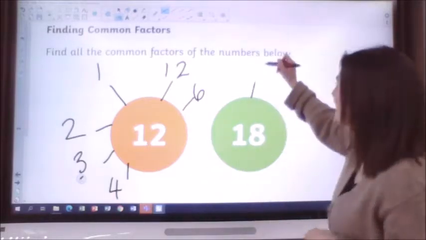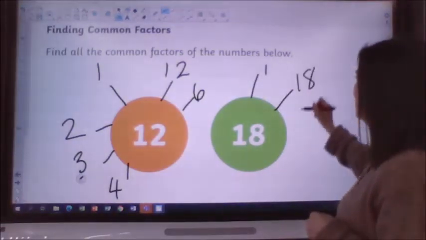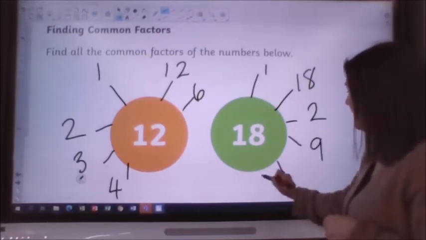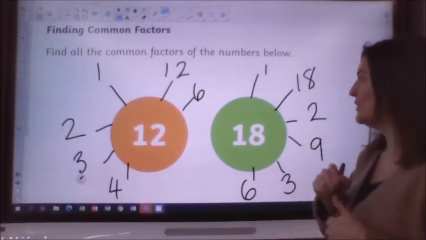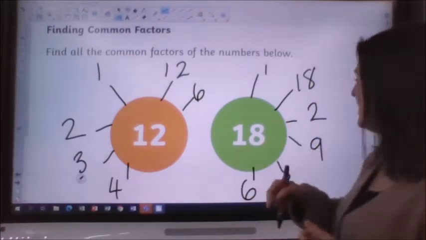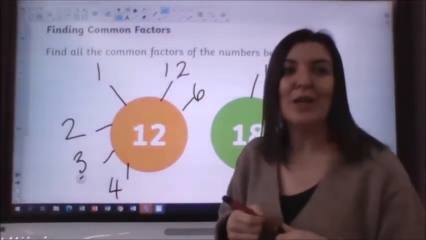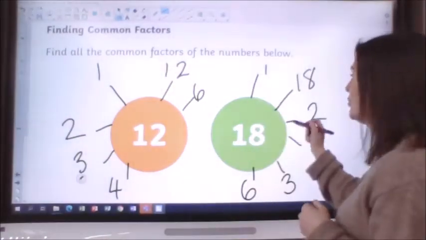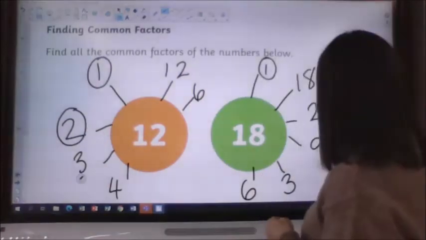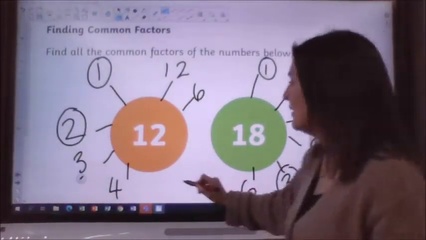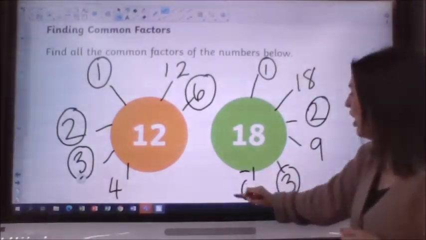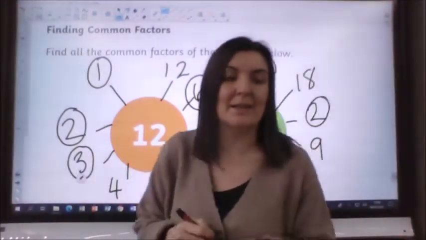So I'll do 18 there. I've got 1 and 18, 2 and 9, 3 and 6, can't do 7, can't do 8, already got 9, can't do 10, can't do 11, can't do 12. Now I need to see the common ones. They've both got 1, they've both got 2, they've both got 3, and they've both got 6. So they are the common factors of 12 and 18.